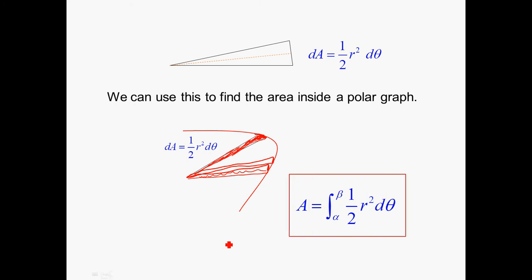Integrate. So the area inside a polar graph goes from alpha to beta of 1/2, and of course, you can take this 1/2 and osmosis it out front, r squared d theta. This formula you need to memorize.